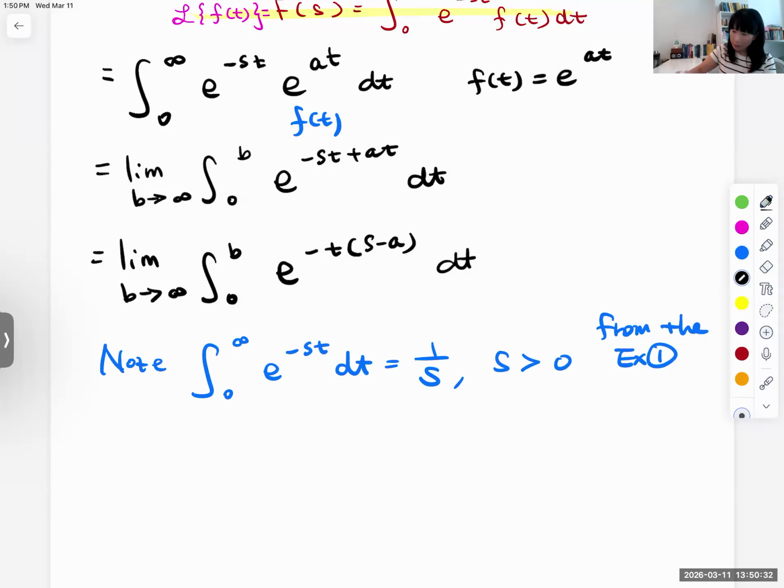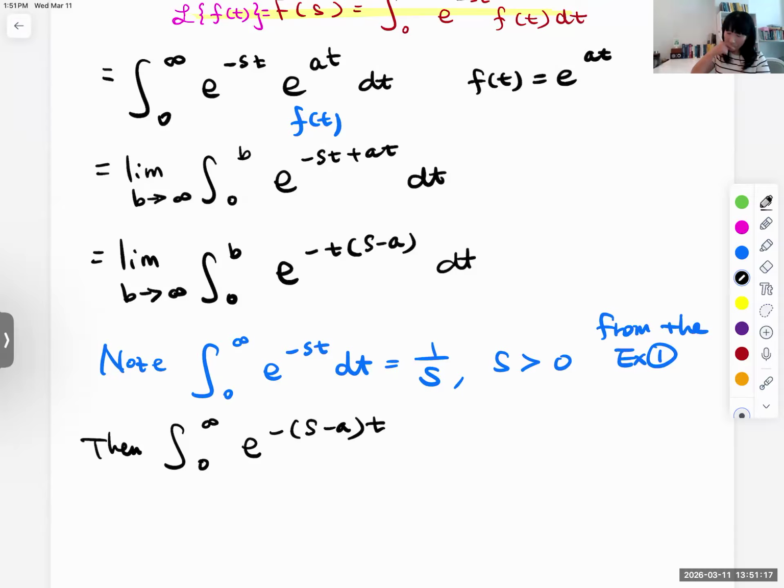Okay, now we can say that, look, we have the integral from 0 to positive infinity of e to the negative. Okay, now I want to change the order. I want to make this t in the back, and then I want to make the negative s minus a in the front. So there will be s minus a, t. Yeah.